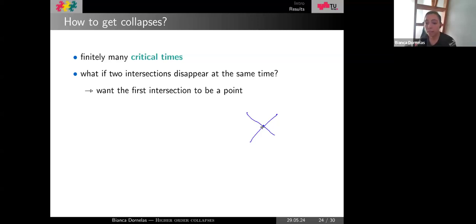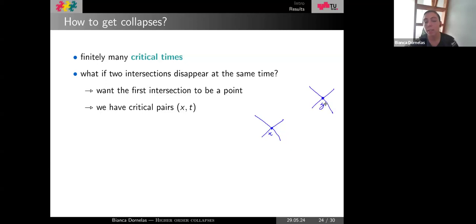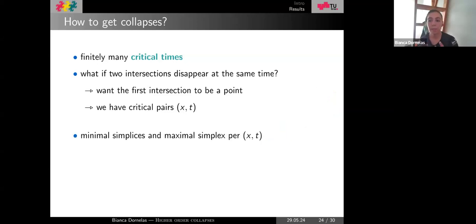And then if we have that, we can define critical pairs instead of only critical times of point and time. So that would mean that this point X here is a critical point. And if we had that other place somewhere far away, also with an intersection disappearing, then we would have two distinct points, even though we had the same time for both of them. And that's great, because once we have the critical pairs, we can identify all the simplices that are associated to a single critical pair.